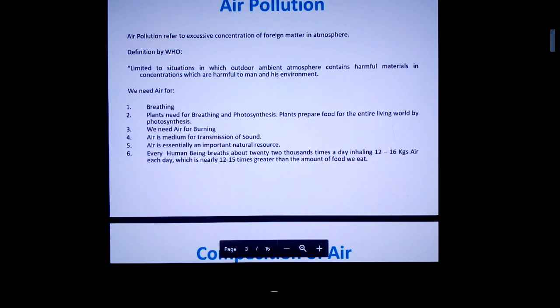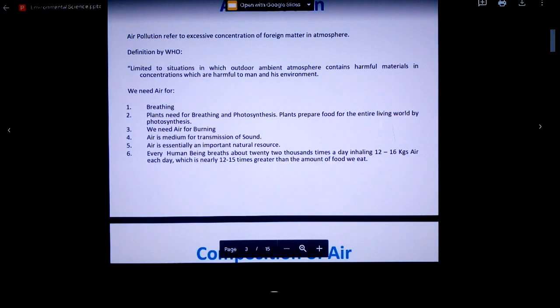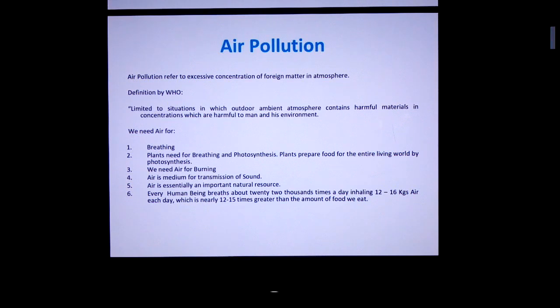The definition by WHO, that is World Health Organization. So here, children, an important point: anytime if they ask you to write a definition, it is always better to write the WHO definition. Limited to situations in which outdoor ambient atmosphere contains harmful materials in concentration which are harmful to man and his environment. I repeat, limited to situations in which outdoor ambient atmosphere contains harmful material in concentration which are harmful to man and his environment. So anything which is harmful to man and his environment is called pollution. And with respect to the atmosphere, it is called air pollution.